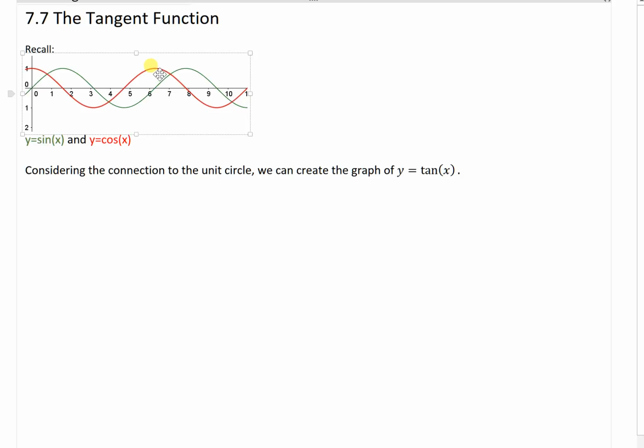at 2 pi. Tangent will have that same circular function property that it is periodic, that it does repeat, but the graph itself does look very different. So what we're going to do is, again, use the unit circle. So we're going to make that connection with the unit circle to create the graph of tan of x.